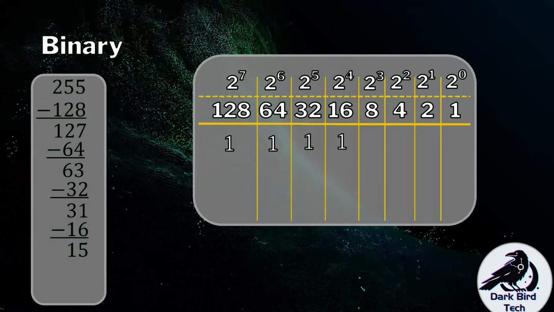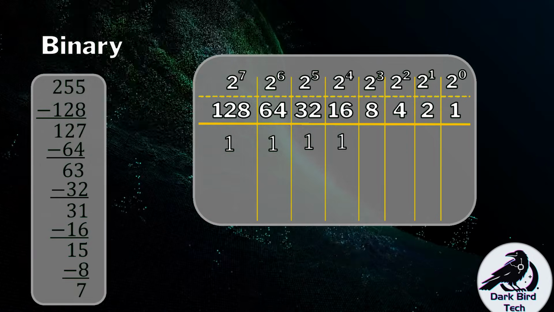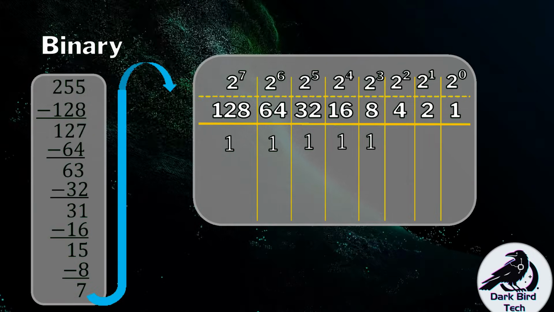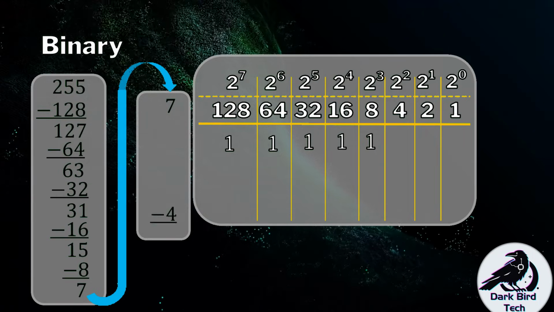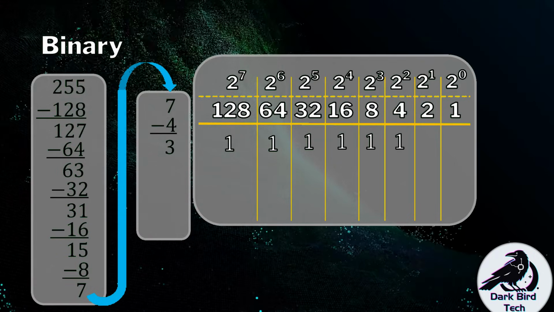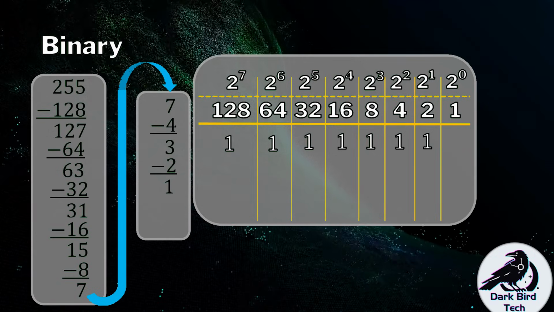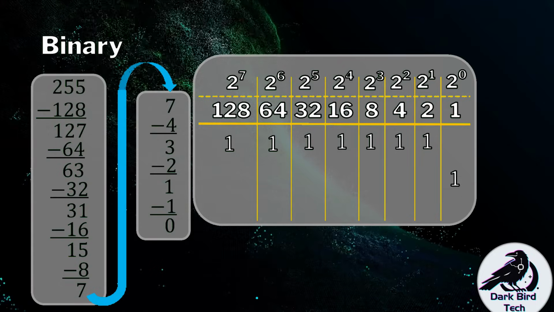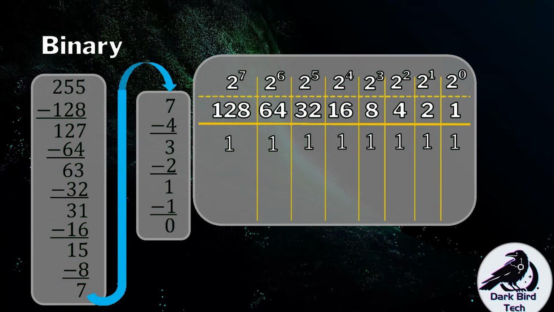Now I'm on the next column, which is 8. So 15 minus 8, that gives me 7. So I'm going to use that column. And now I'm running out of space on the screen here, so just give me a second. Let's just move a 7 up here so we can keep working. Let's see, 7 minus 4, that works. That gives me 3. So I'll put a 1 under the 4 column. Now that I've got 3, 3 minus 2, and that gives me 1. So I'm going to use the 2 column. And 1 minus 1 gives me 0. So I'll put a 1 there. Fantastic.